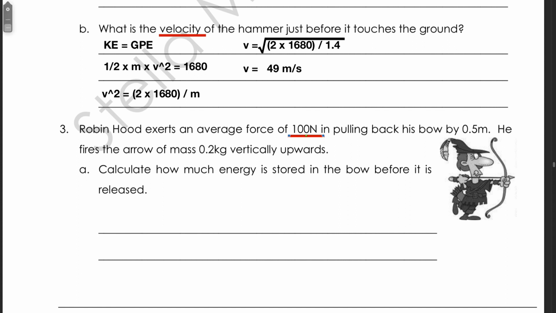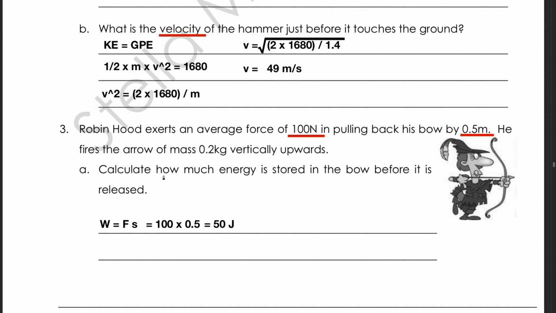The force we know is 100, the distance we know is 0.5. So to start off, we're going to find the work done by Robin Hood in this case to pull the bow backwards. So starting from the equation, W equals Fs, we can simply replace F and S with the 100 newtons and 0.5 meters respectively. That will give us work is going to be equal to 100 times 0.5, the answer of which will be 50 joules of energy.